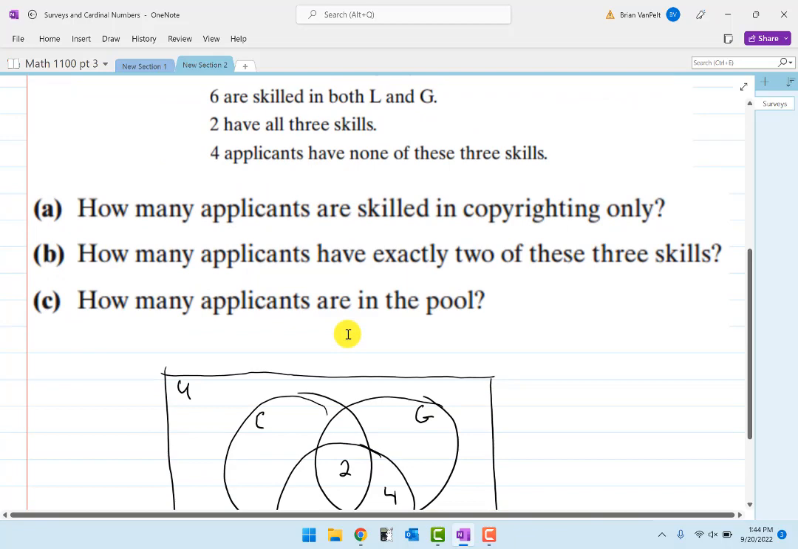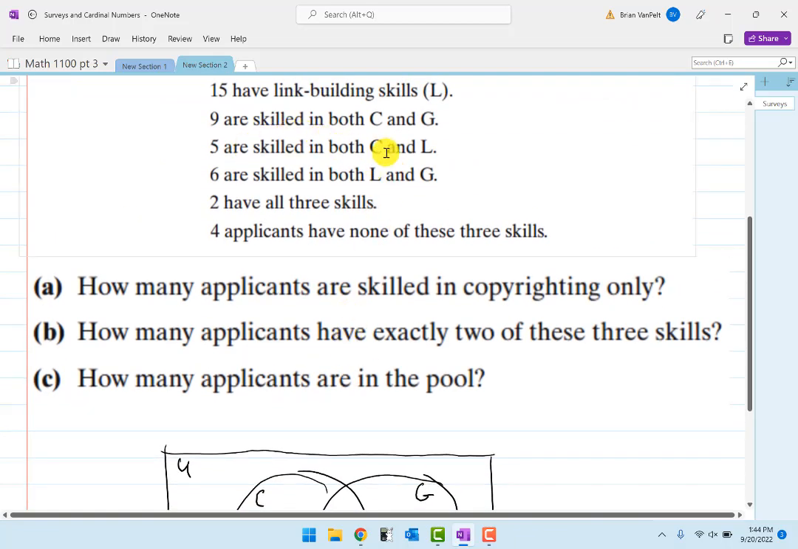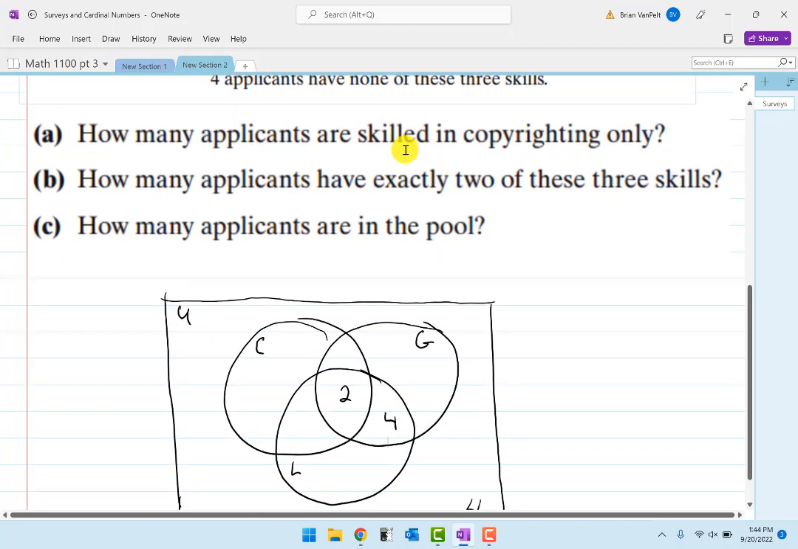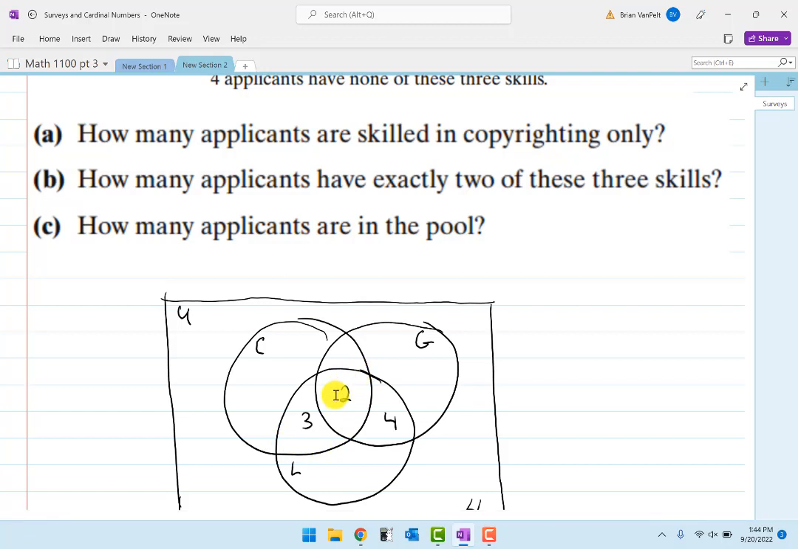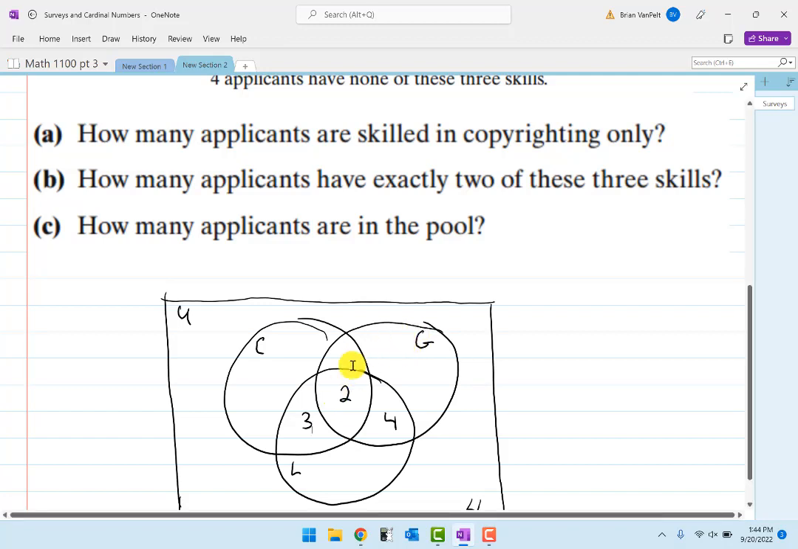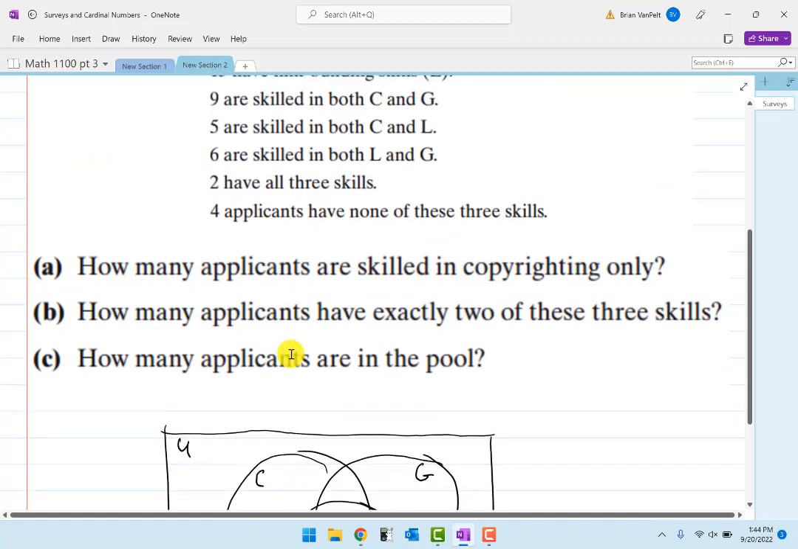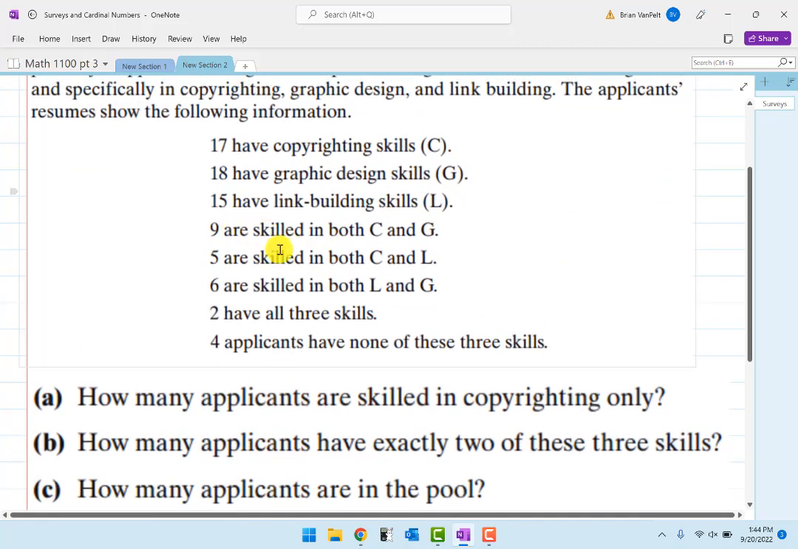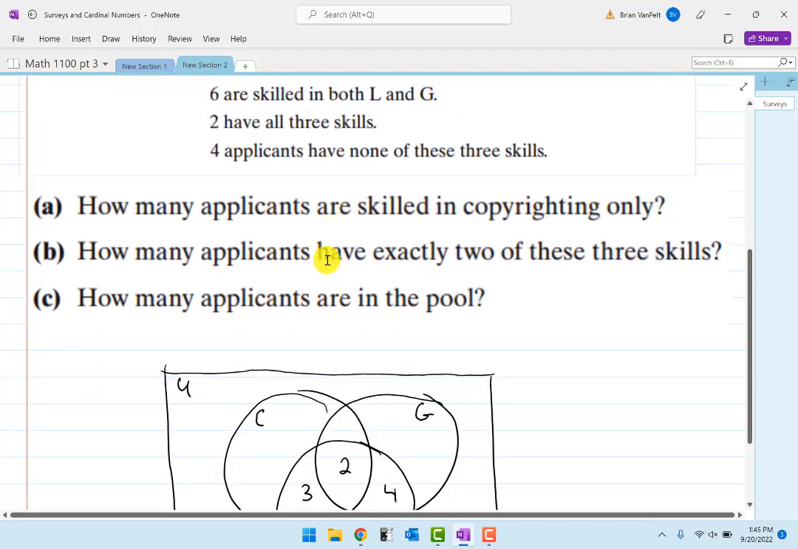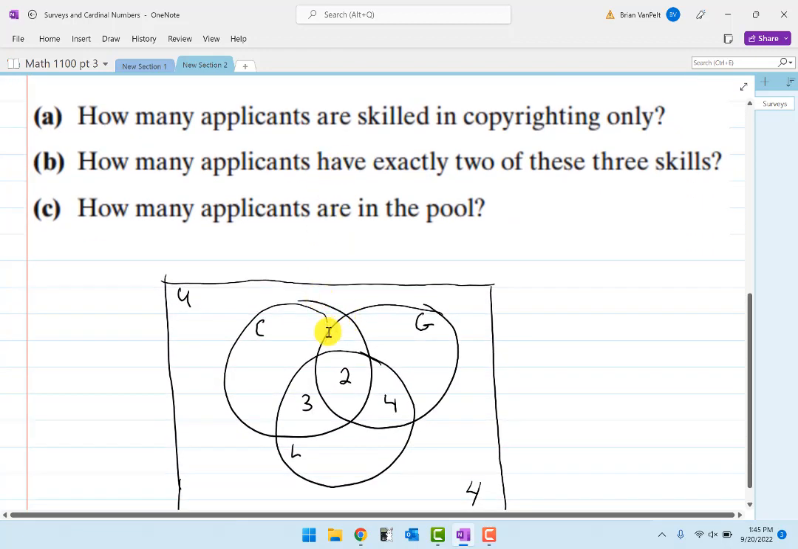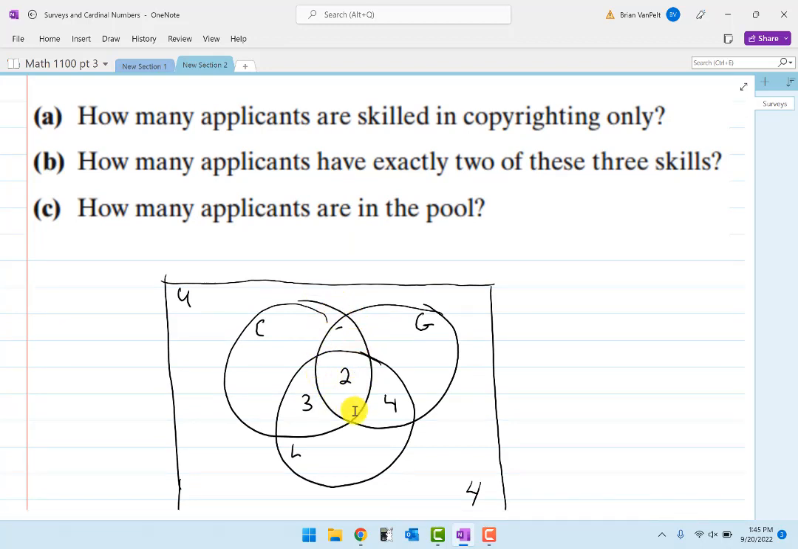Let me go back now again. 5 are skilled in both C and L. Let's take a look at C and L. The region for C and L is right here. That's a total of 5 people. I've already accounted for 2, so I will put 3 more. And then last, the G and C. I haven't seen anything connecting them, so let's see if we have something. 9 are skilled in both C and G. So I look here, this overlap region here has 9. I've already counted 2, so there is 7.